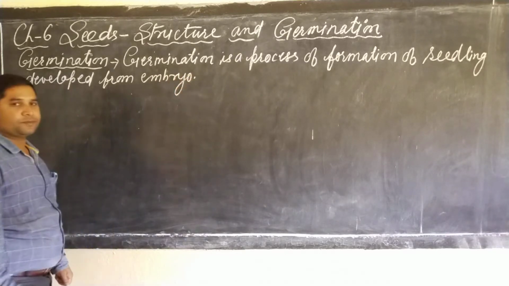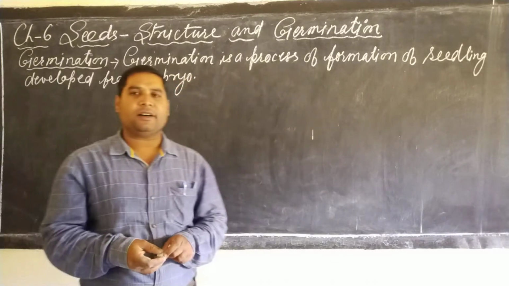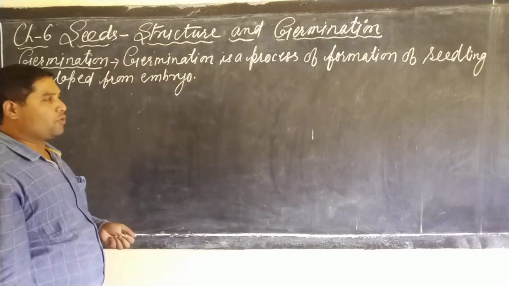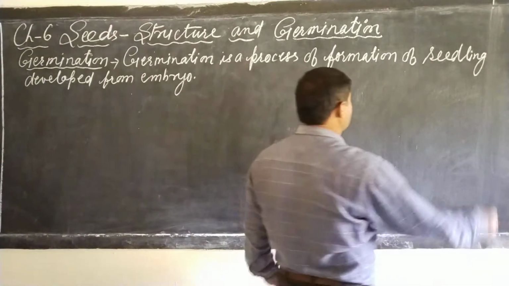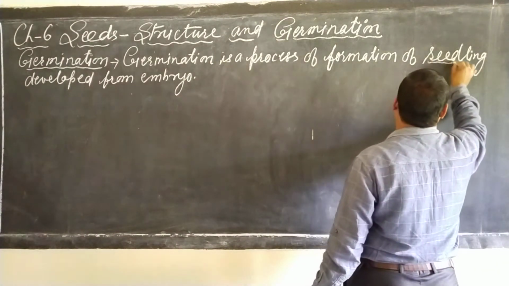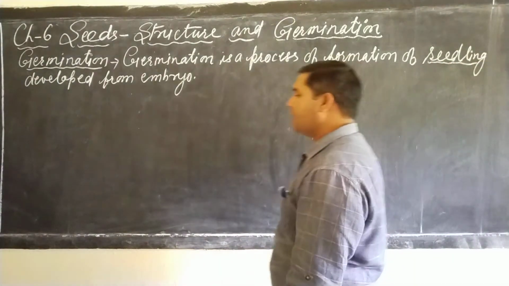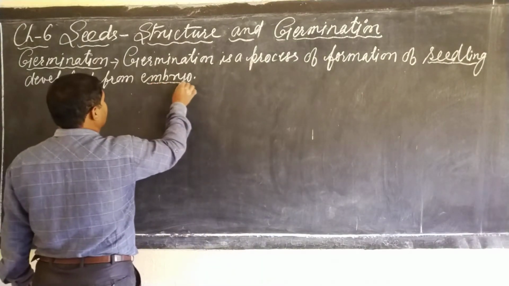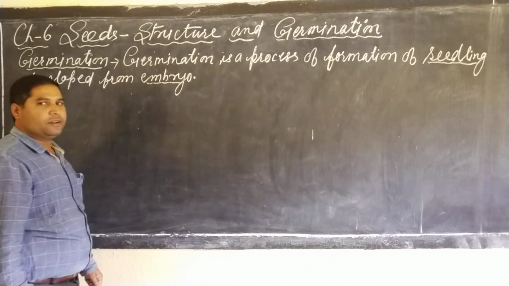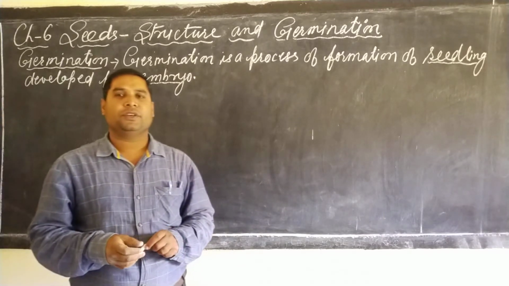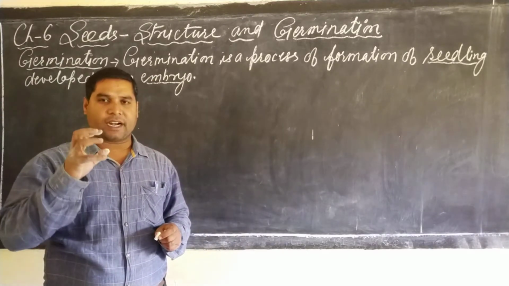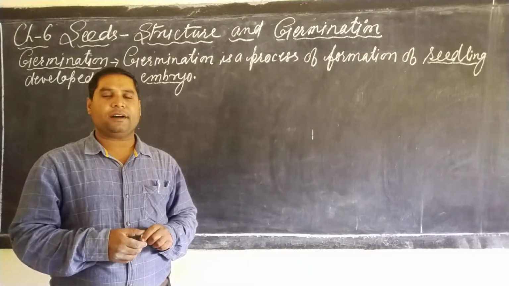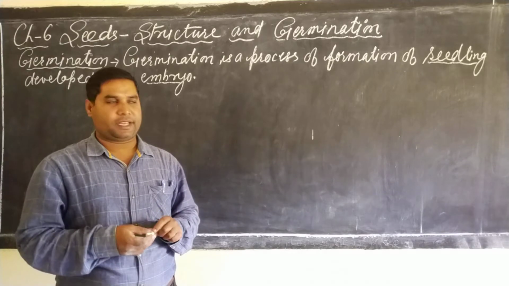So dear student, what do you mean by germination? Germination is the process of formation of seedling, which is developed from the embryo. What do you mean by the embryo? A baby plant which remains inside the seed. Now let us know about the types of germination.